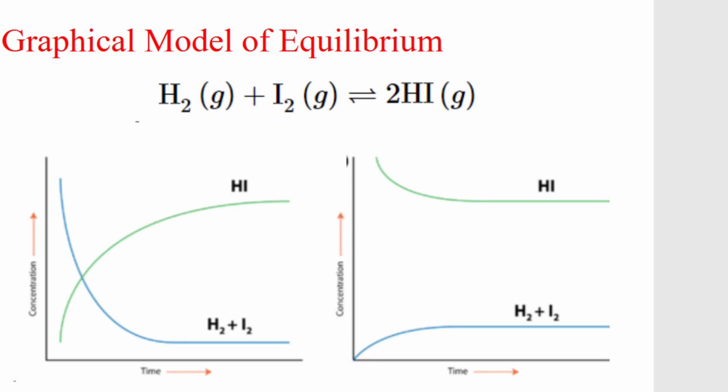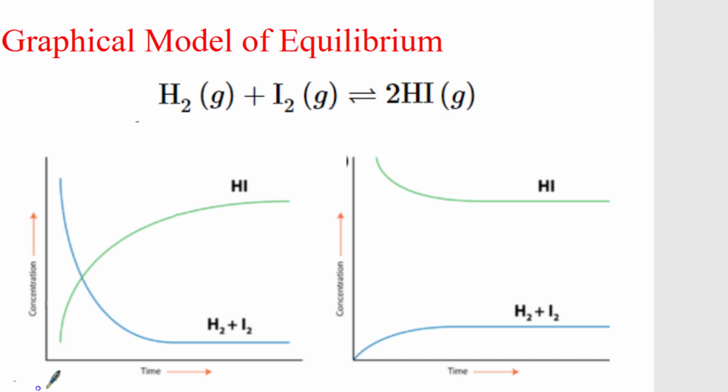Now, those two definitions didn't mean anything to you until you really look at it graphically and particulate-wise. So let's take a look at this reaction right here. We have hydrogen gas and iodine gas making 2HI gas. And you can see this little double arrow means that we are at chemical equilibrium. It's going back and forth. Not only is this reaction going forward, but it's also going backwards when it is at equilibrium.